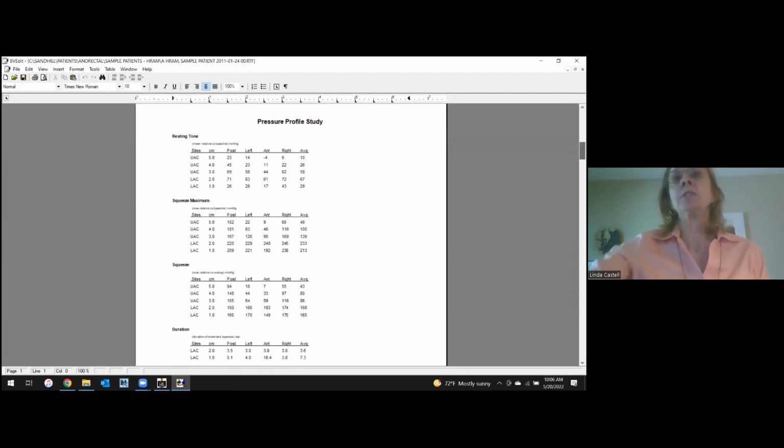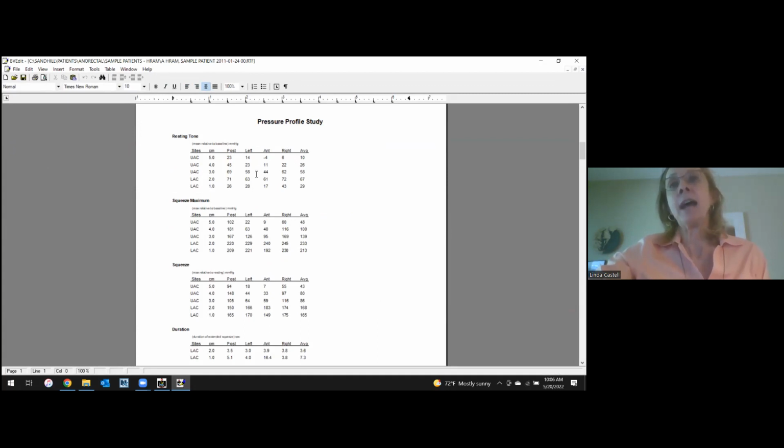Okay, so since we have those 4 orientations, posterior, left, anterior, and right, the computer is going to make a graph for you. And then lower anal canal, it's 1 centimeter above the anal opening. And then we have 2, 3 is upper anal canal, 4 and 5 is upper anal canal.